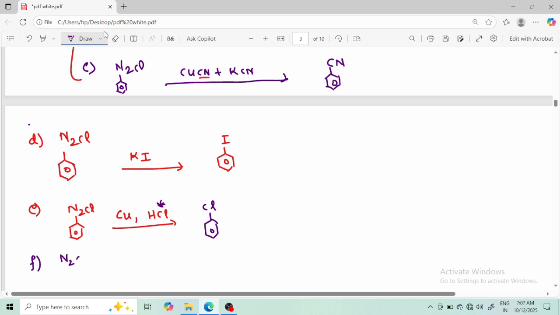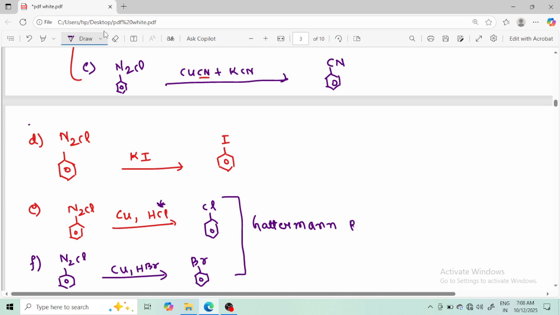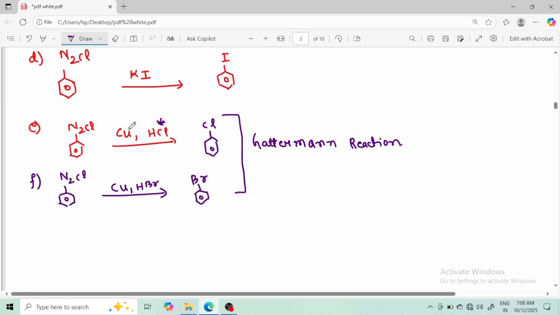Next is if N2Cl is reacting with Cu and HBr. So what halogen are you using? Br, right? So that whole N2 part will be replaced by this Br. Now these two reactions are called Gattermann reaction. This reaction is Gattermann reaction. Now till here, the next one we did in the haloalkane and haloarene chapter.